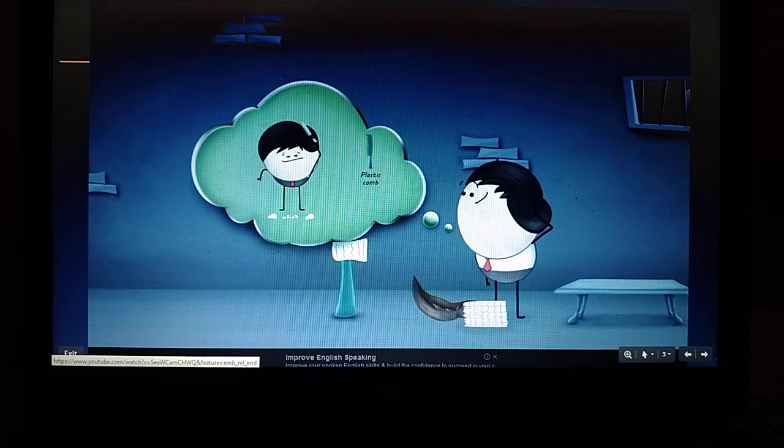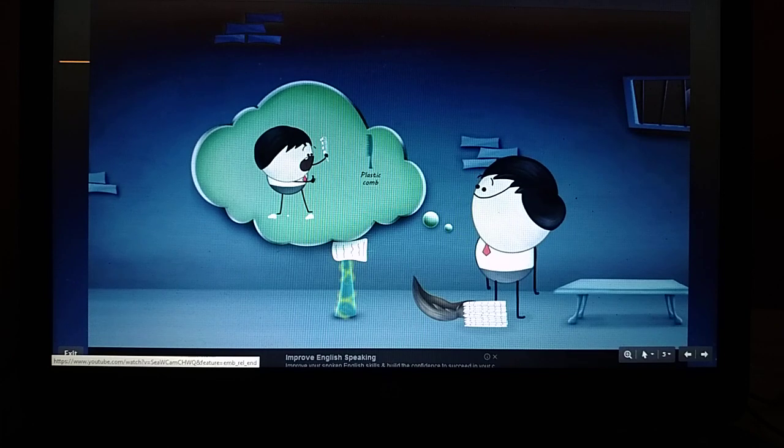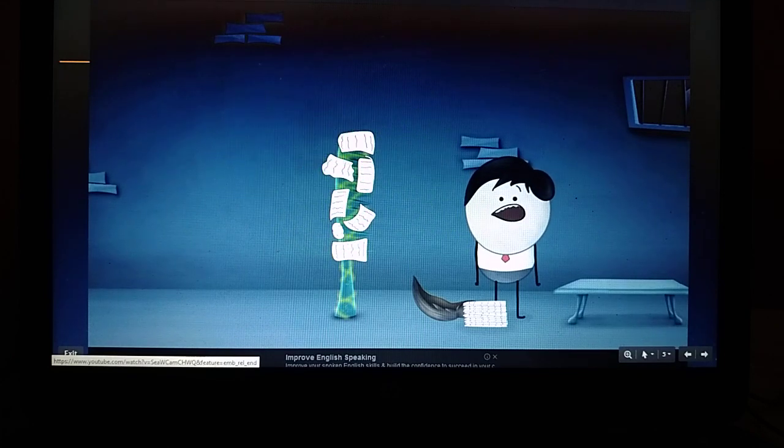Now if you replace the plastic comb with a metallic comb, do you expect the same result? No.